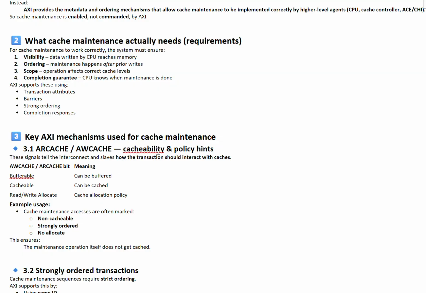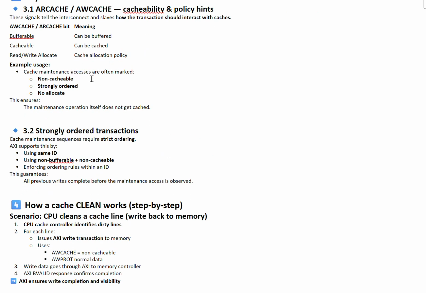The key mechanisms used for cache maintenance are the two signals, ARCACHE and AWCACHE. These give information about cacheability and policy hints. They tell the interconnect and the slaves how the transaction should interact with the caches. So bufferable, cacheable, or read or write allocate policies are defined. Cache maintenance accesses are often marked as non-cacheable, strongly ordered, or no-allocate. This is one example of a cache maintenance policy, and it ensures that the maintenance operation itself does not get cached.